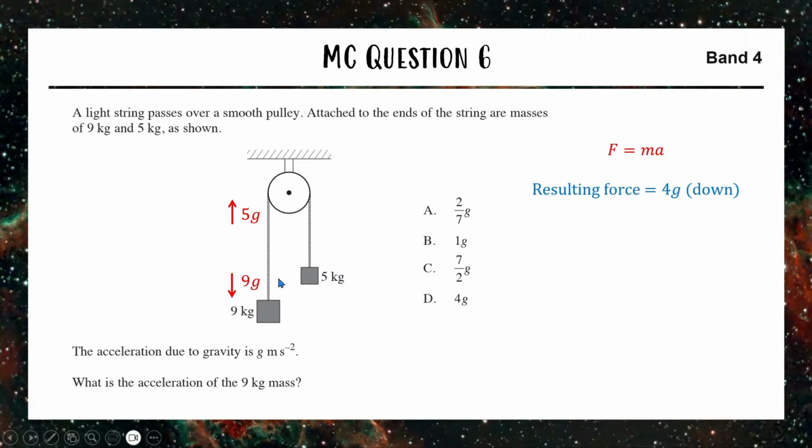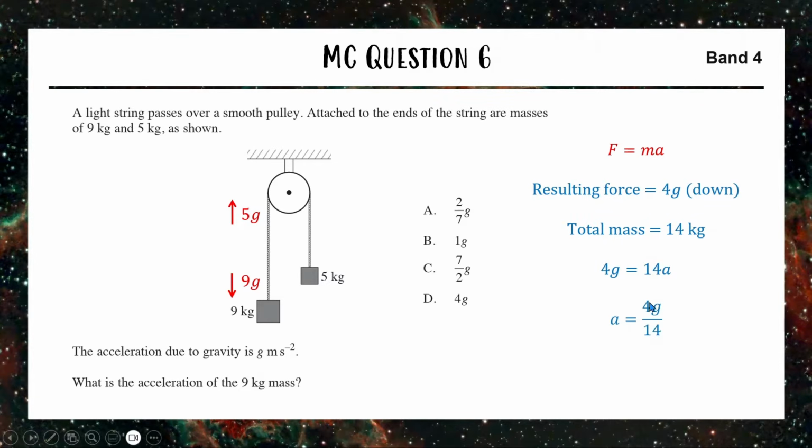Now crucially, these 2 blocks are joined together by a bit of string. So because they're joined by string, they're actually one object. The string has no mass, it says light. The total mass of this object, which is the 2 blocks connected by string, well 9 plus 5 is 14. So we have a total mass of 14 kilograms for this entire object. Okay, putting that into our equation, we're putting the force on the left, which is the 4g. We're putting the 14 here for the mass. And now all we need to do is solve for acceleration by dividing both sides by 14.